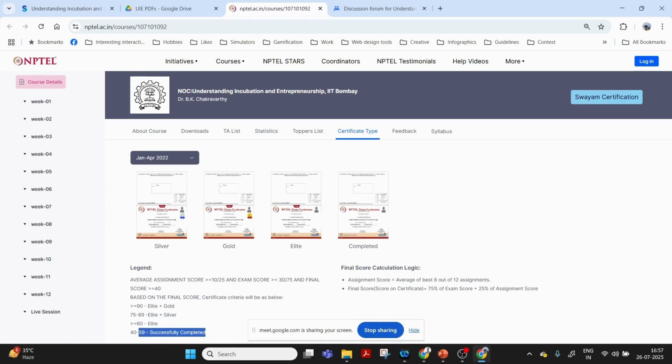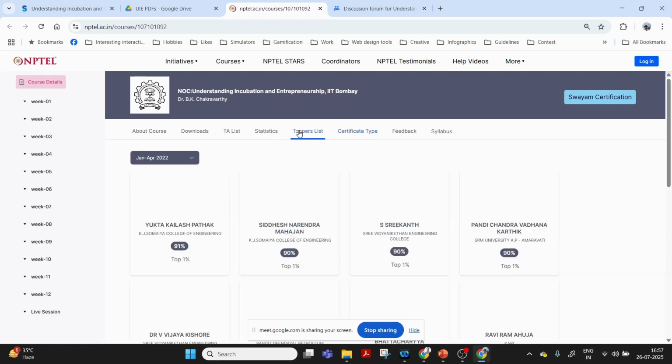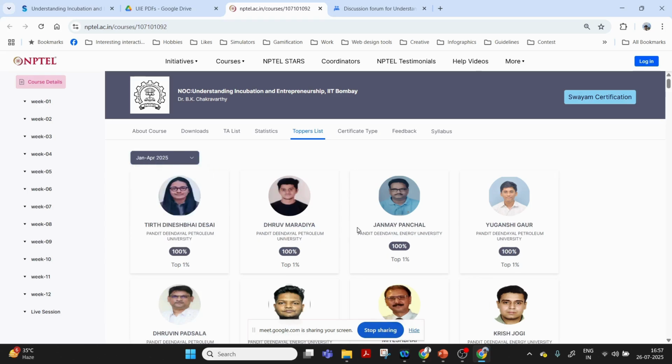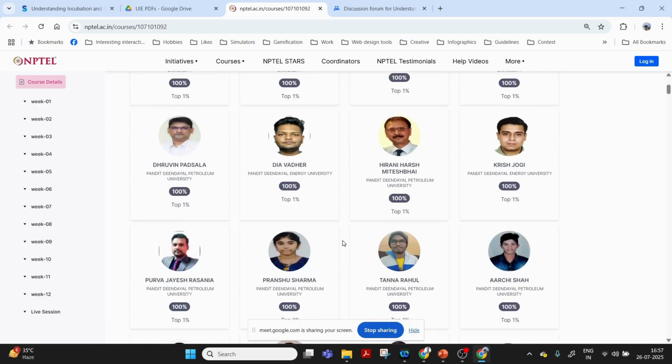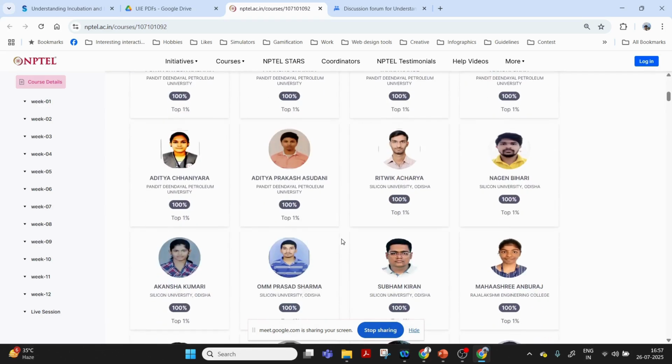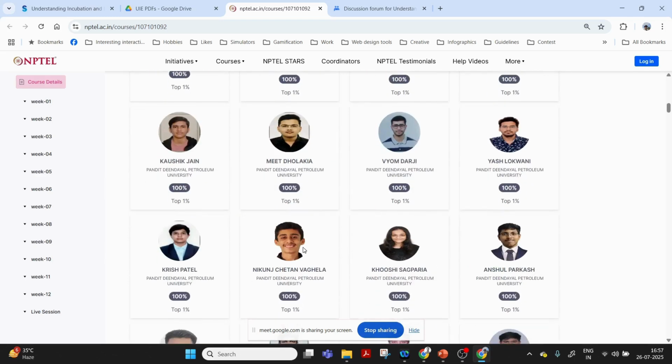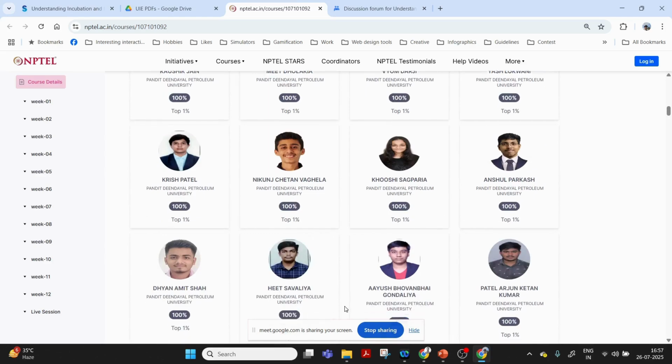Above 40, anybody will get one of the certificates, and above 90 is elite and gold. These are the different types of certificates. And if you perform really great, you can be a part of this group, which is the toppers list. So I think we have it. For the previous semester, we have this toppers list. These are the different people, including professionals. You can see students from different universities, colleges, even private institutions. They are all getting 100% approved.